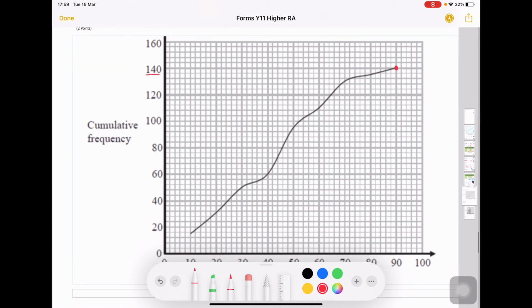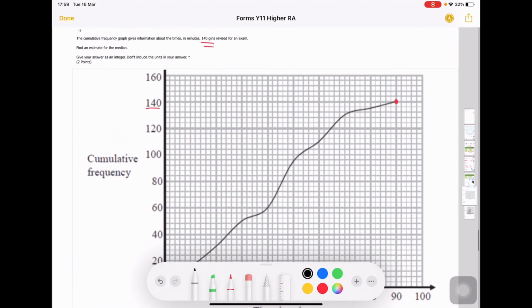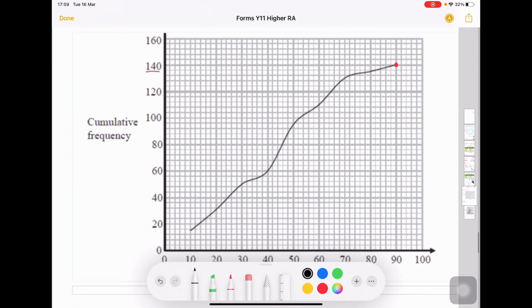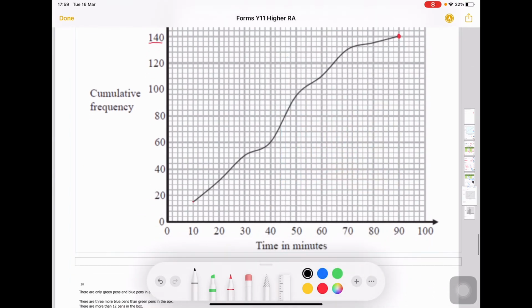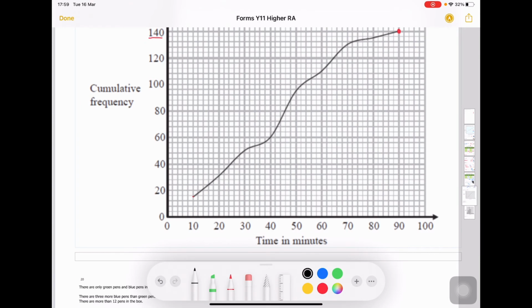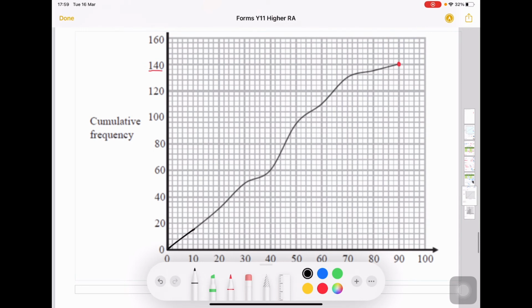We can see that the cumulative frequency starts here, and that may confuse some students, but that just means that every girl has revised at least 10 minutes. So in other words, no girls revised 0 minutes. So I'll just complete this graph, because cumulative frequency graphs should start at 0.